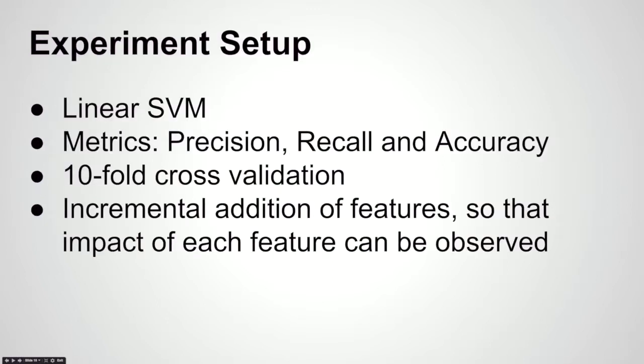I'll now discuss the experiment setup. We used linear SVM for our work with 10-fold cross-validation. The metrics we used for this paper were precision, recall, accuracy, and we also provided confusion matrices. We added the features incrementally so that we can observe the impact of each feature in terms of accuracy. I'll discuss the results in the upcoming slide.